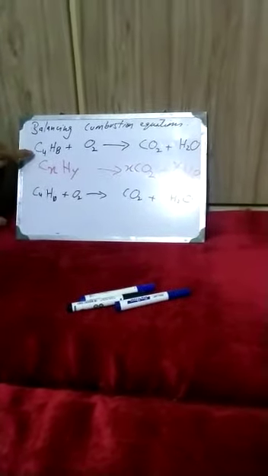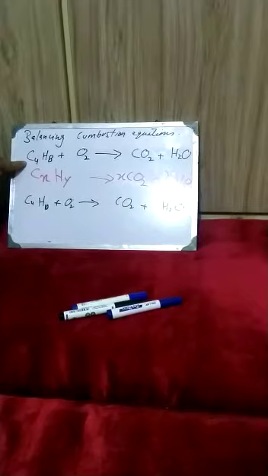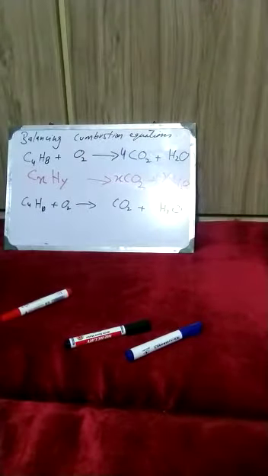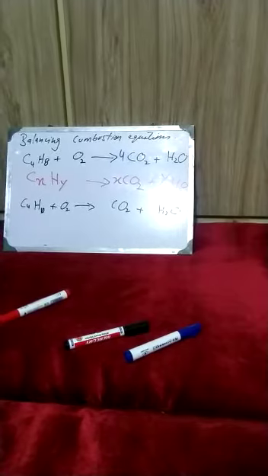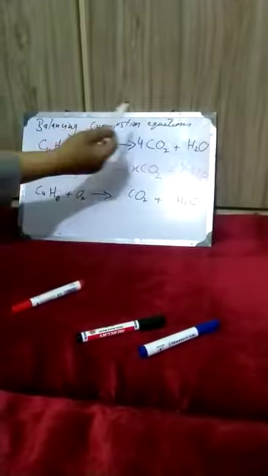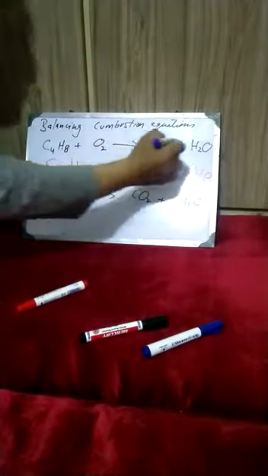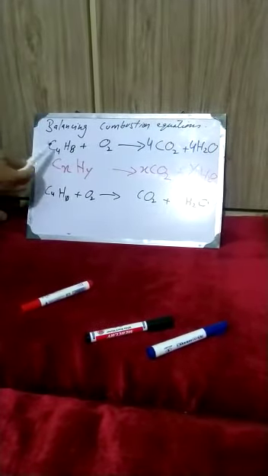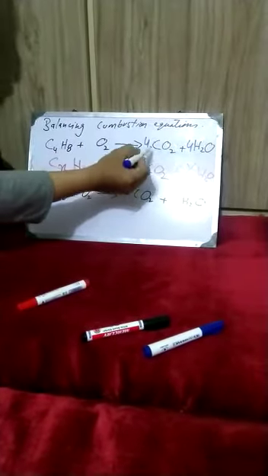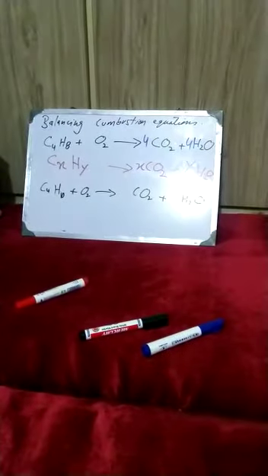Now follow this rule. How many carbon are there in butene? 4. So if it is 4, we will balance it with 4 carbon dioxide, because there are 4 carbon in the butene. Hydrogen are 8. Now we will halve this 8 and write 4 water molecules. Now count the number of atoms. There are 4 carbon atoms, 8 hydrogen atoms. 4 carbon and 4 twos are 8 hydrogen atoms.